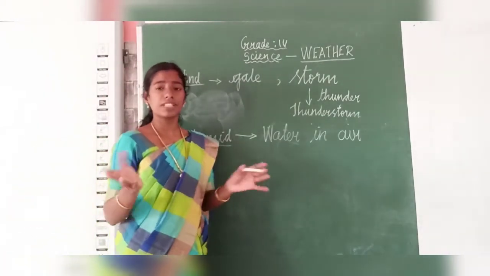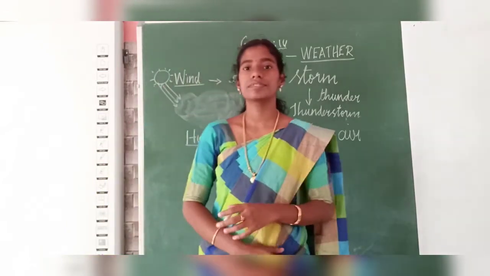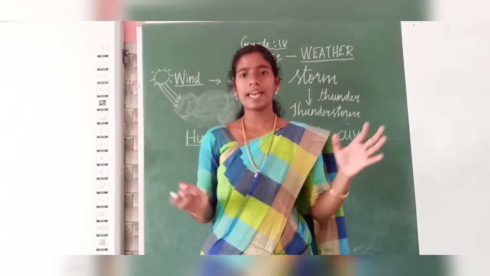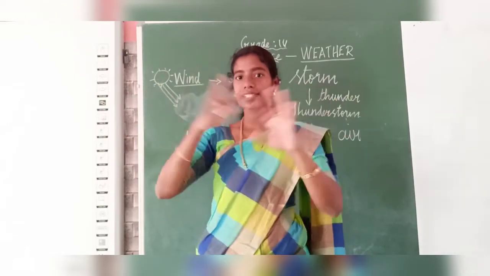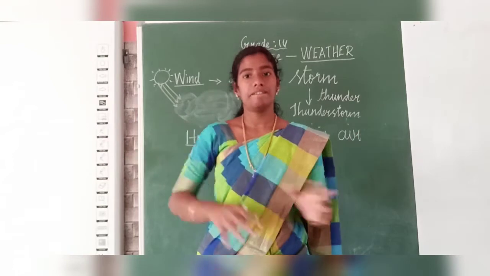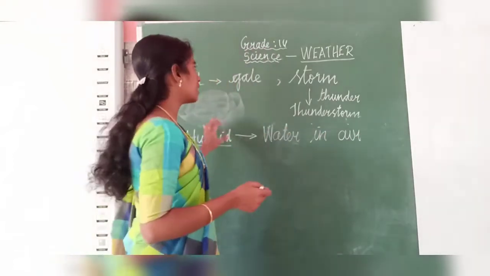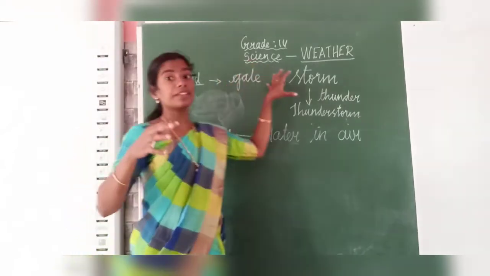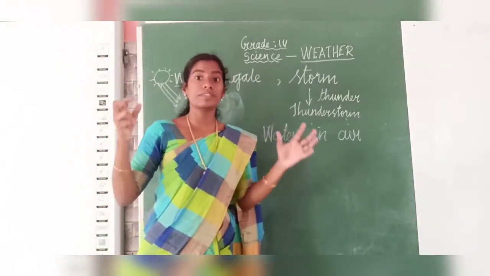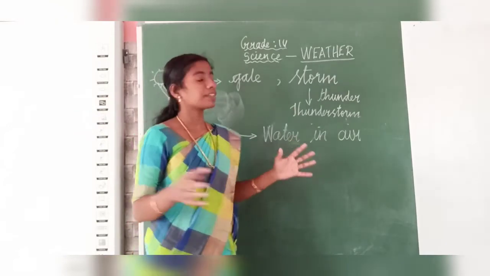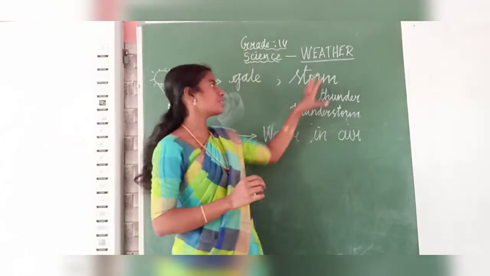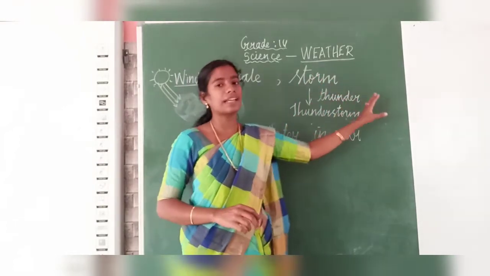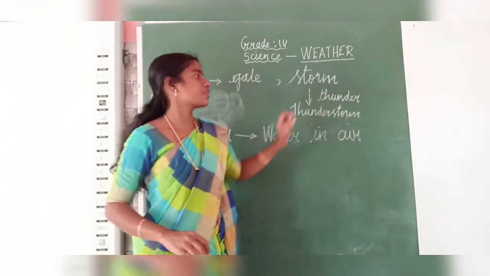Wind. Can we see the wind? No, right? We can feel the wind. When air is moving fast, we call it wind. When we feel more wind, we call it a gale. When it is too heavy and too fast, we call it a storm. When the storm is accompanied with thunder and lightning, it is called a thunderstorm.